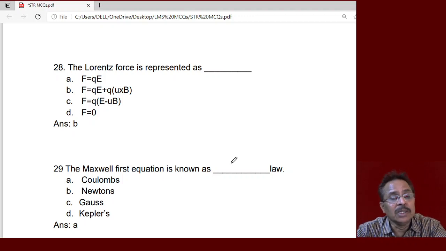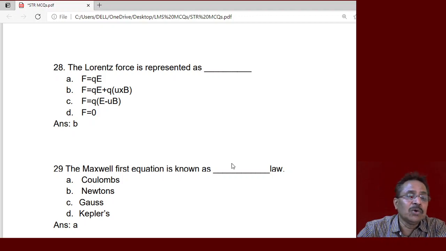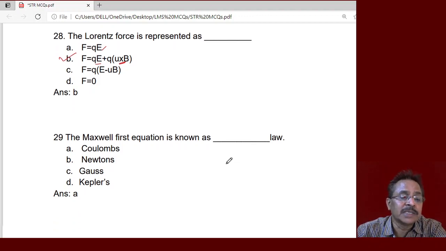Next is the expression for that. Question number 28. The Lorentz force is represented as, okay, this one is simply electrostatic. This direction of force is going to be F is equal to QE. This is electrostatic, plus the magnetic force is given by Q U cross B. U is the velocity of that charged particle, and Q is its charge. So Q into U cross B, this is a cross product, because this is a force given by a cross product of two vectors. So F is equal to QE plus Q times U cross B. So this is the correct answer of question number 28. This is actually a problem of classical mechanics, but we can understand it here also.